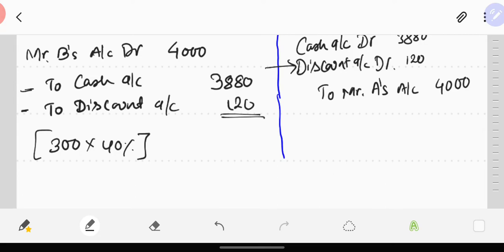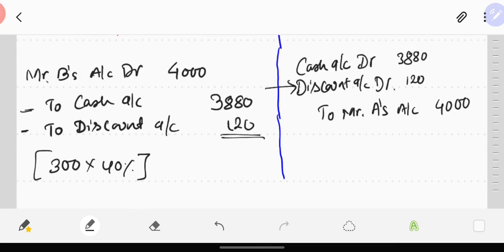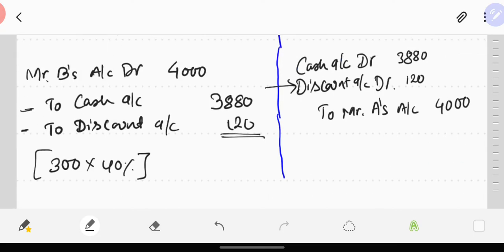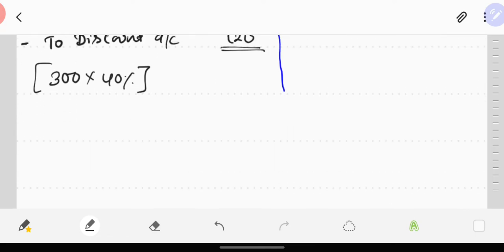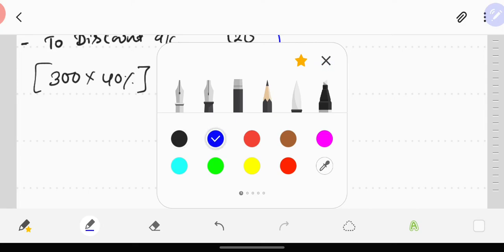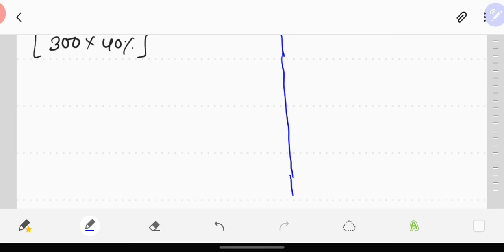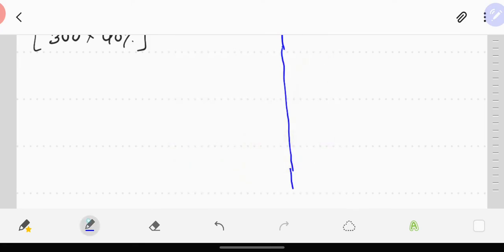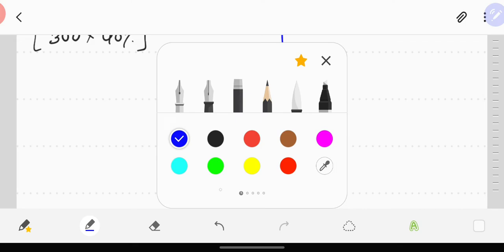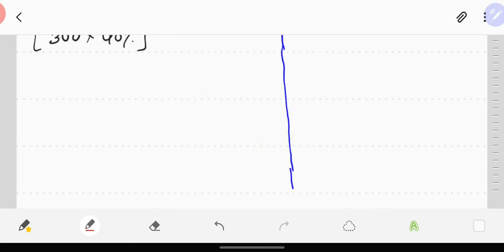In the respective books, 4,000 has been transferred to B, and 4,000 has been received from A along with the discount. Now I'm not going into the narration part right now, but you must write the narration, and I think narration writing is the easiest one. If you do not know anything, please copy the question.